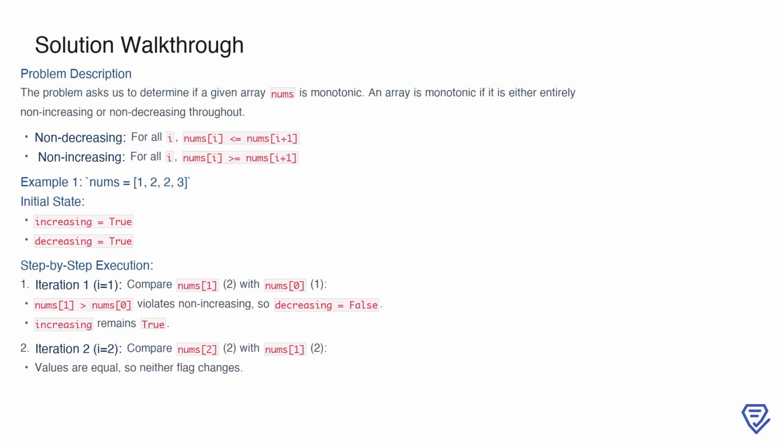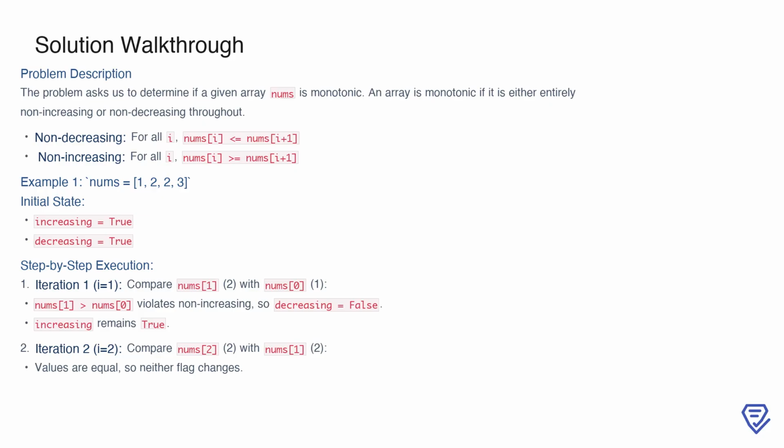The problem is to determine if a given array, nums, is monotonic. An array is monotonic if it is either entirely non-decreasing or non-increasing. For non-decreasing arrays, each element is less than or equal to the next, while for non-increasing arrays, every element is greater than or equal to the next. Let's consider the example where nums is 1, 2, 2, 3.